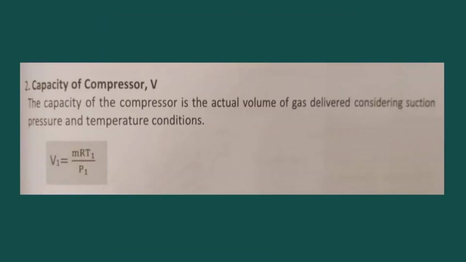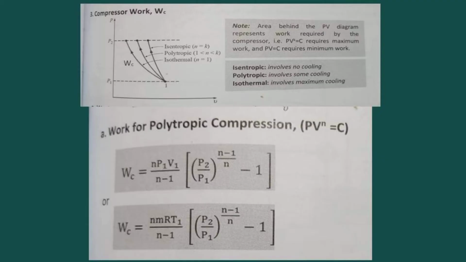The capacity of the compressor, or V. The capacity of the compressor is the actual volume of gas delivered considering suction pressure and temperature conditions. Its formula is V1 is equal to mRT1 over P1. The compressor work, or WC. Isentropic involves no cooling, polytropic involves some cooling, and isothermal involves maximum cooling.